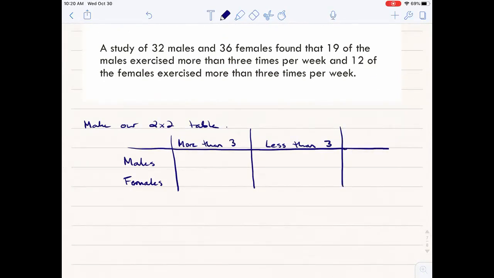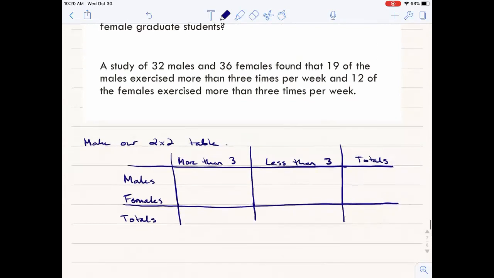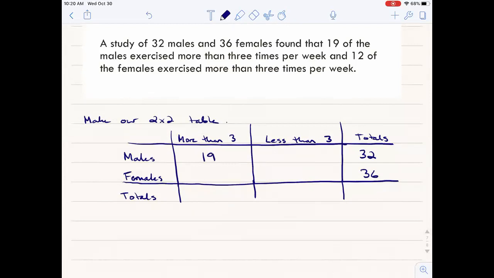What we want to keep track of is that we also need our totals, right? Because our expected value uses the row and the column totals and the grand total. So we've got our totals here. So overall, there were 32 males, which means that the total for the males, right, going across the rows, 32. And then 36 females. And they found that 19 of the males exercise more than 3 times per week. And so we've got a count of 19 for the males that exercise more than 3 times per week. And then 12 of the females exercise more than 3 times per week.